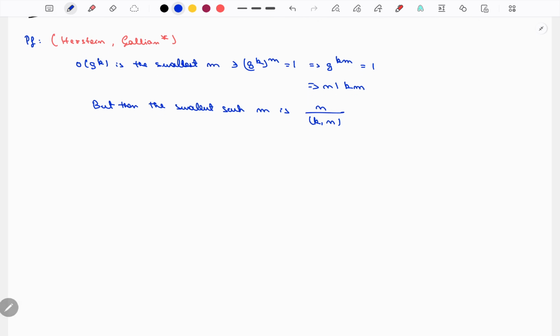So therefore, what we conclude from here is a certain corollary: that g to the power k generates G if and only if k and the order of G are co-prime.